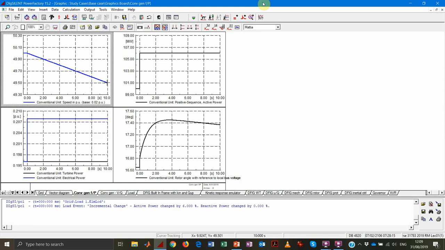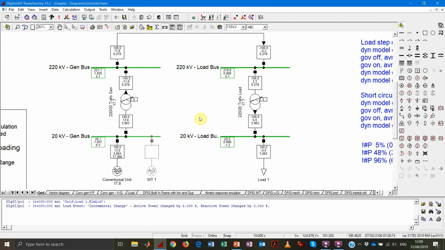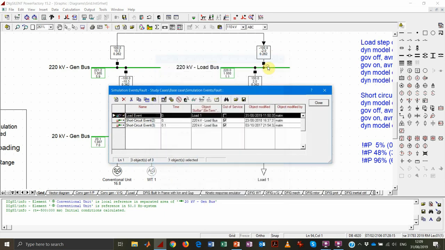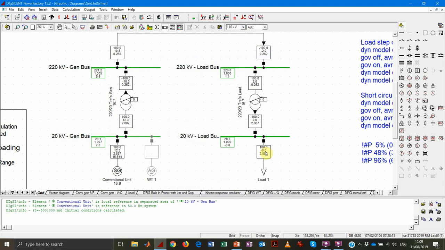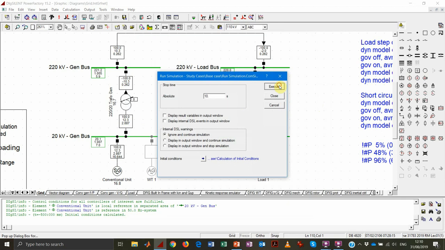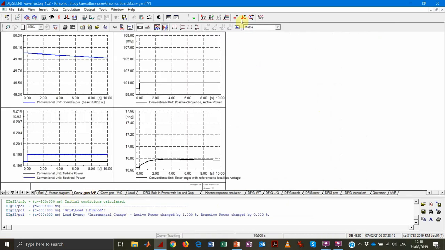Let's continue the analysis of the frequency event and see how the rotational speed, the rotational inertia of the generator, plays a quite important role in the dynamics. So we have our system here. Let's take back the initial step to 1%, so we are taking back the load increase to 1 megawatt. We re-initialize and reperform our simulation for 10 seconds.